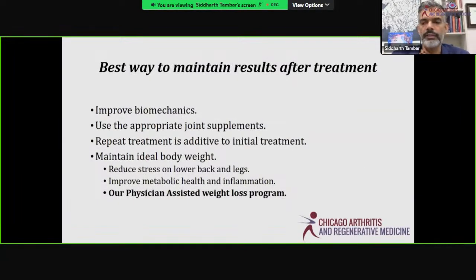The best ways to maintain your results long-term: improve your biomechanics. That's with physical therapy and exercising. Use the appropriate joint supplements for inflammation. Repeat treatment is additive to initial treatment.